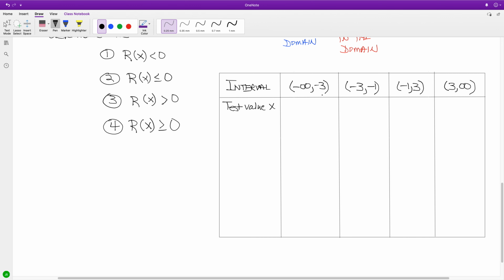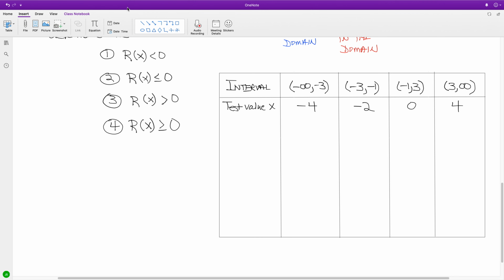We can select any value that is less than negative 3 as a sample. Negative 4 will fit the bill. Between negative 3 and negative 1, if we select integers, we can only choose negative 2. Between negative 1 and 3, but not including negative 1 or 3, 0 will fit the bill. And for anything greater than 3, 4 is a viable choice.